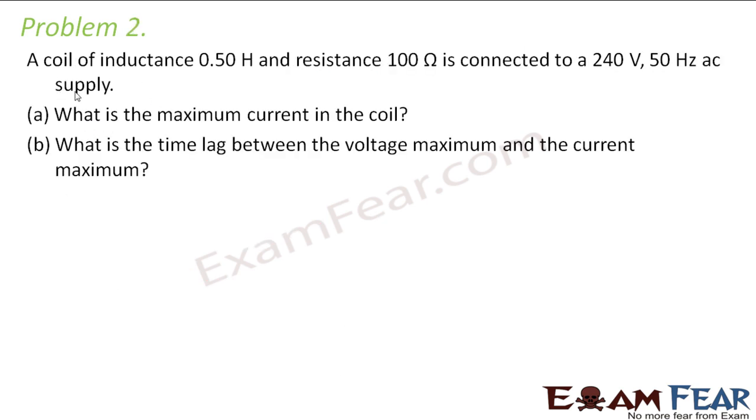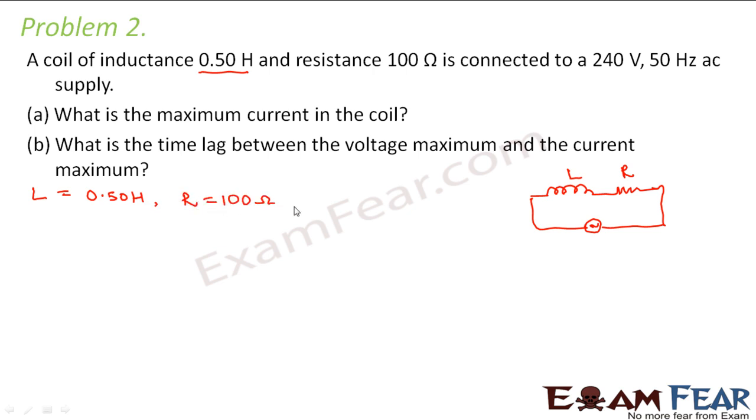It says that a coil of inductance 0.50 Henry and resistance 100 ohms is connected to a 240 volt 50 hertz AC supply. Okay. So what are the values given here? It shows that a coil of inductance this much and resistance 100 ohms is connected to an AC supply. So inductance is given as 0.50 Henry. Resistance is given as 100 ohms. It is connected to a 240 volt 50 hertz AC supply. So this is the AC supply, right?